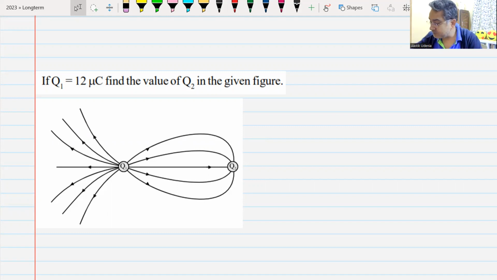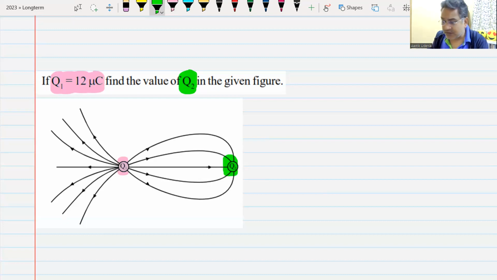This is Q1. I hope you can see Q1. This is Q1, which is 12 microcoulomb. This is Q2, whose value you have to find out. Can you tell me whether it will be positive or negative? Q2 is negative. That is correct.